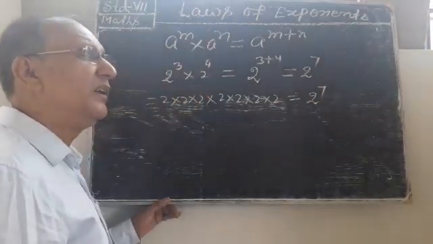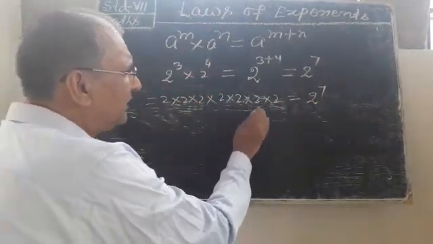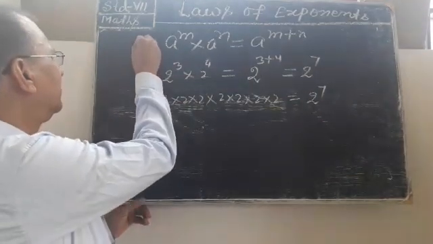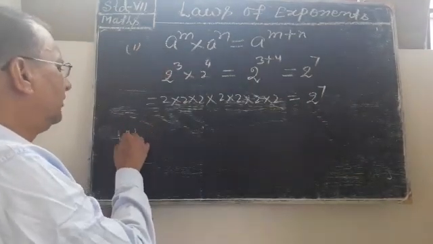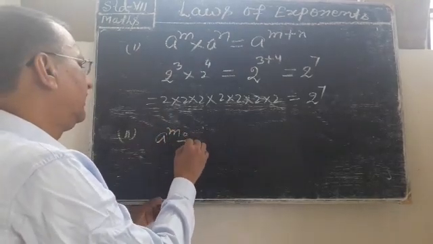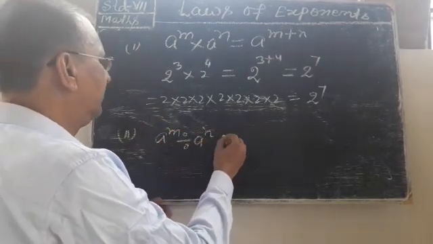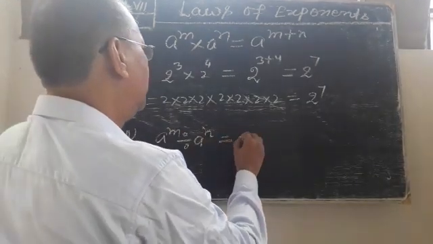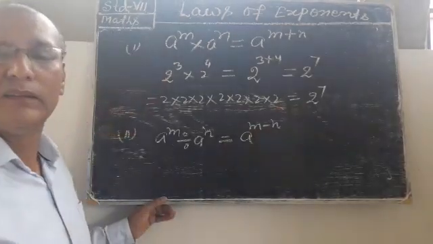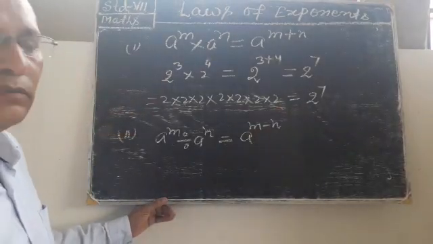And to find the value, we will multiply it and write its value. The second one is a power m divided by a power n is equal to a power m minus n. The second one is this one.